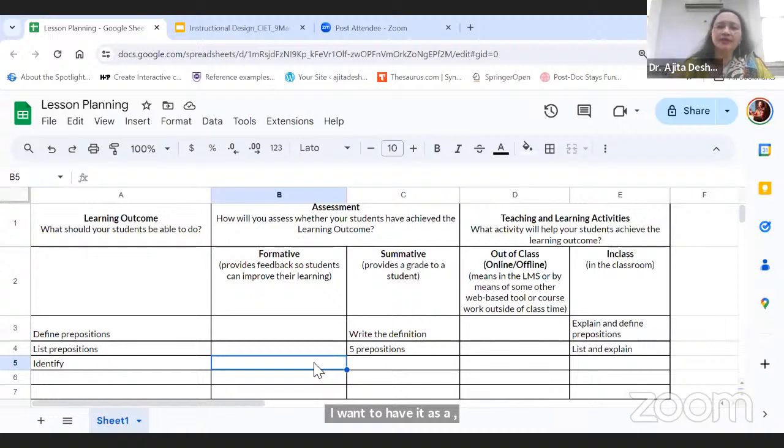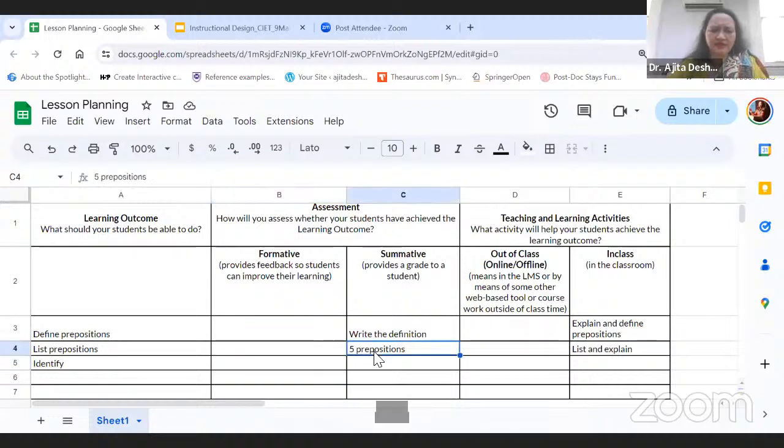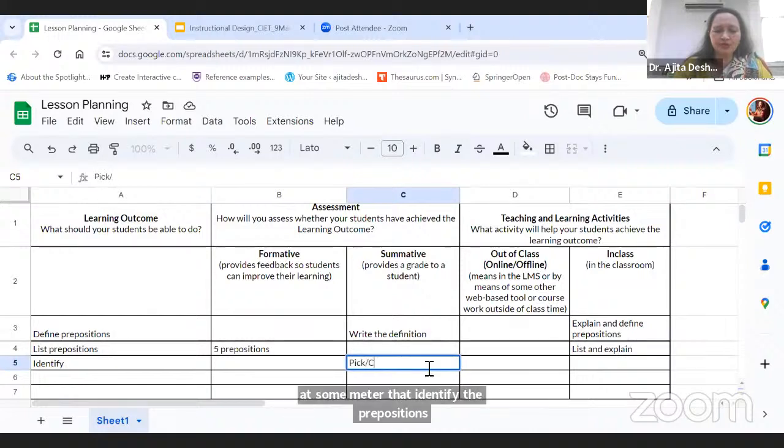If I want, I can keep it as summative. No problem. So for now, I'll just shift this. I will keep this as formative. And then I'll make this summative, that is, identify the prepositions. So it will be summative where they pick or choose the correct prepositions.